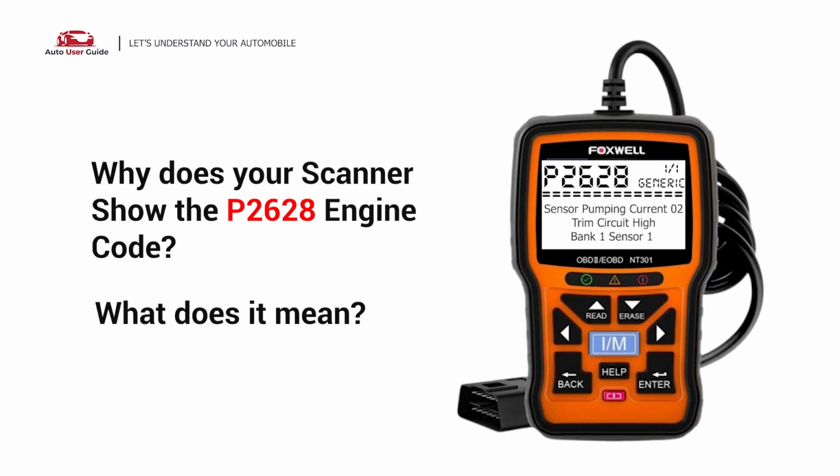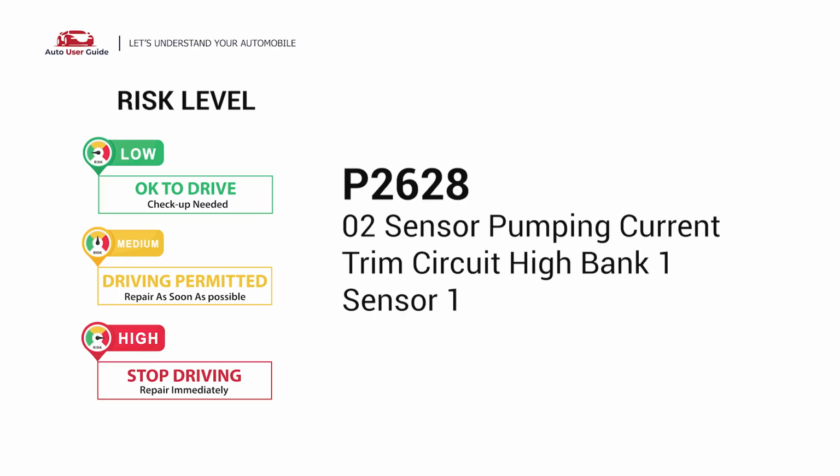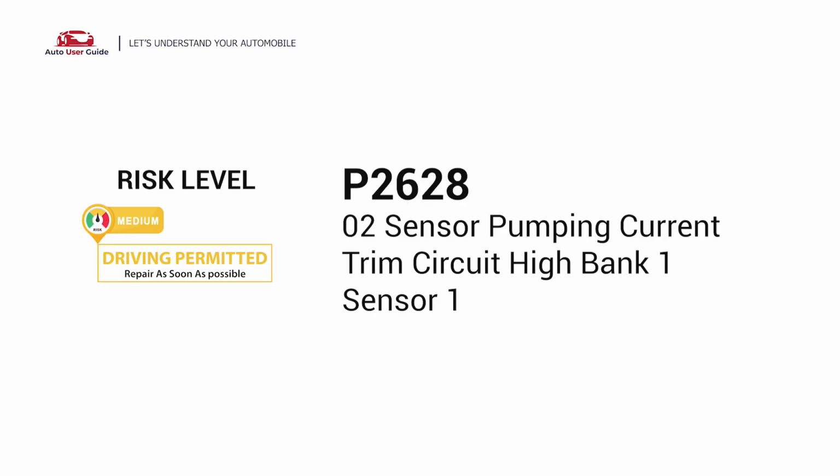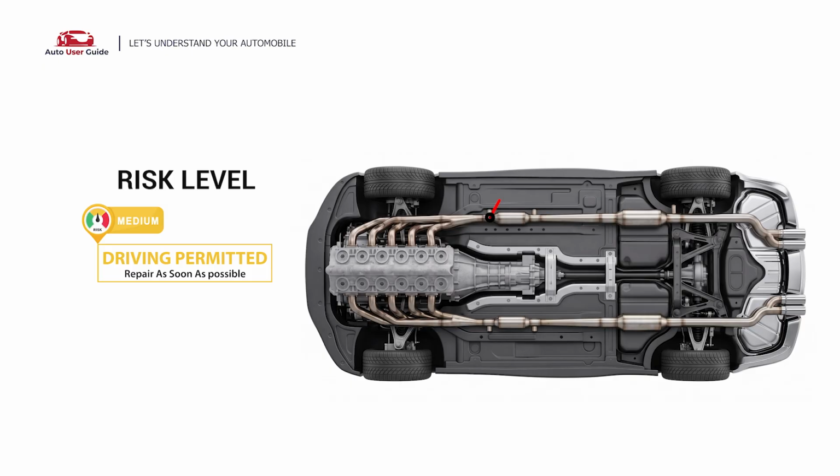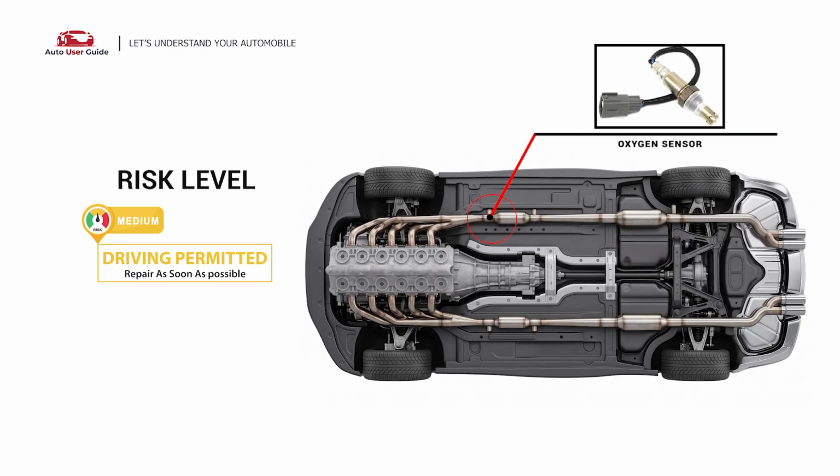Why does your scanner show the P2628 engine code? What does it mean? P2628 is a diagnostic trouble code for O2 sensor pumping current trim circuit high, bank 1 sensor 1. The P2628 engine code indicates the ECM or PCM has detected a voltage or current signal from the upstream oxygen sensor that is higher than the normal expected operating range.